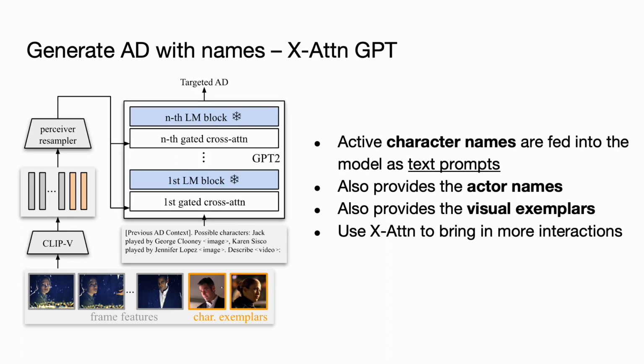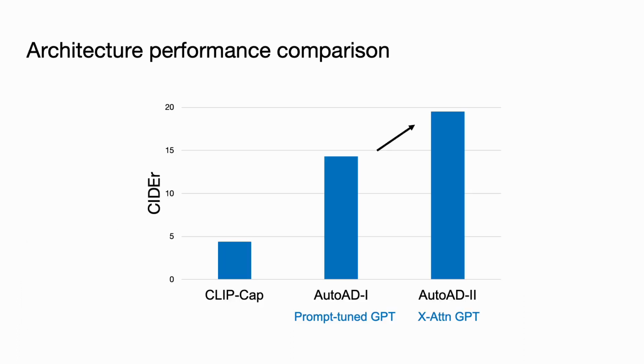The second type is cross-attention-based GPT. We inserted a few learnable cross-attention blocks into the frozen GPT model to bring in more interactions. We find the cross-attention-based architecture performs better than the prompt-tuned GPT.